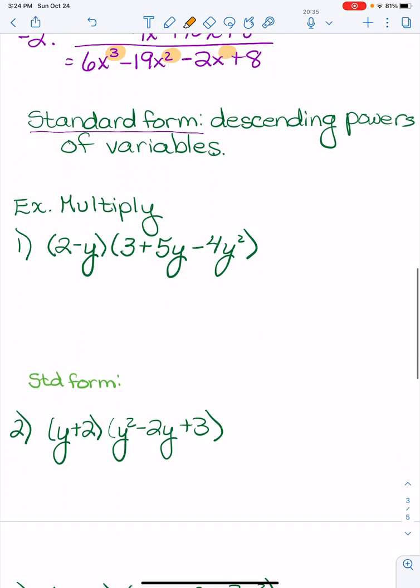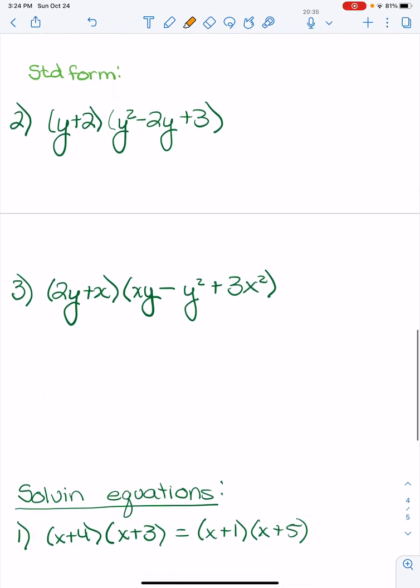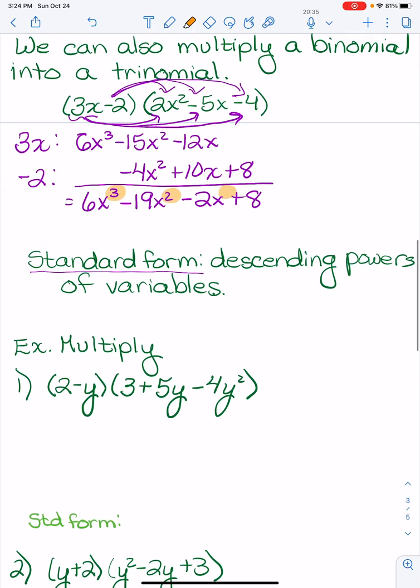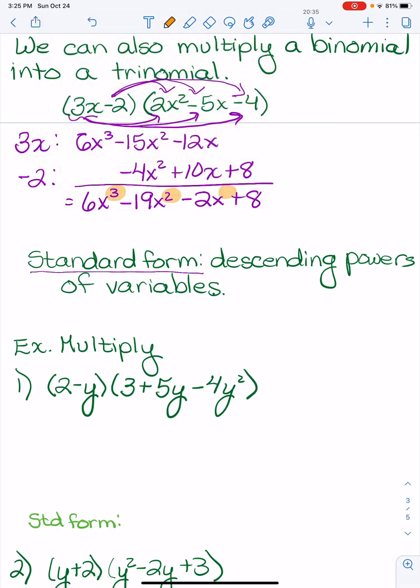Okay, so let's do a couple more. We've got a little tricky one with two variables, and then we're going to solve an equation. All right, so here we go. Let's use some orange. I'm going to distribute my 2, and then I'm going to distribute negative y. So 2 times 3 is 6. 2 times 5y is plus 10y. 2 times negative 4y squared is negative 8y squared.